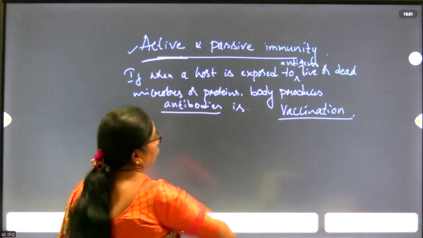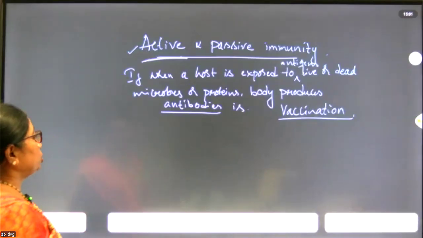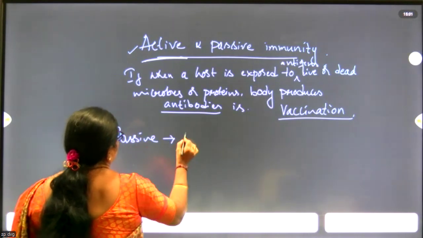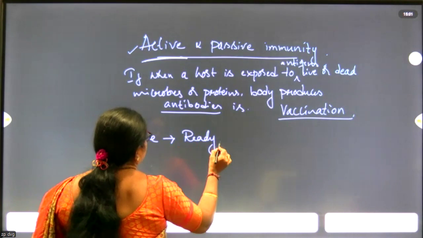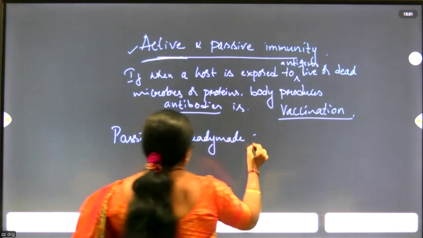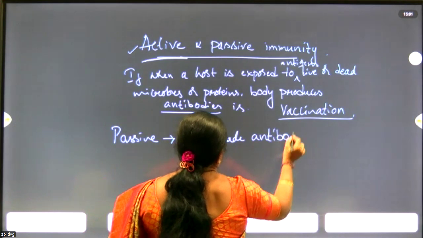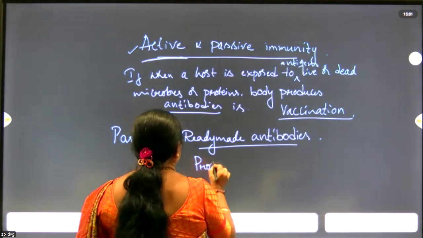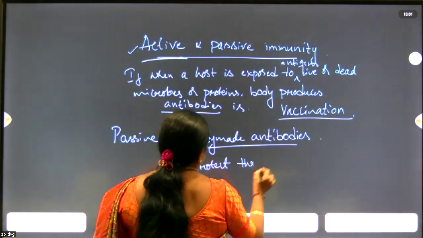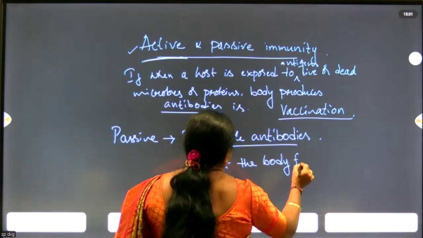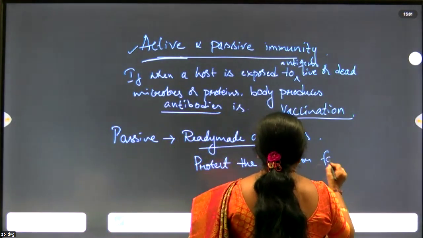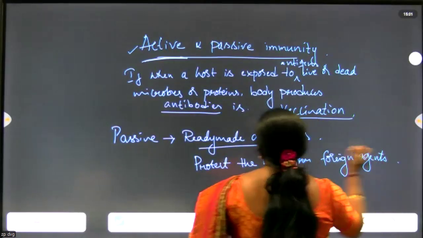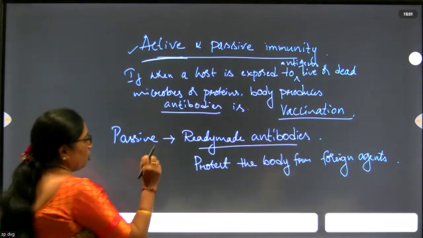Next is passive immunity. So what is passive immunity? In case of passive immunity, the ready-made antibodies are injected into the body to protect the body from foreign agents, which is nothing but the antigens. So ready-made antibodies are injected, or given.